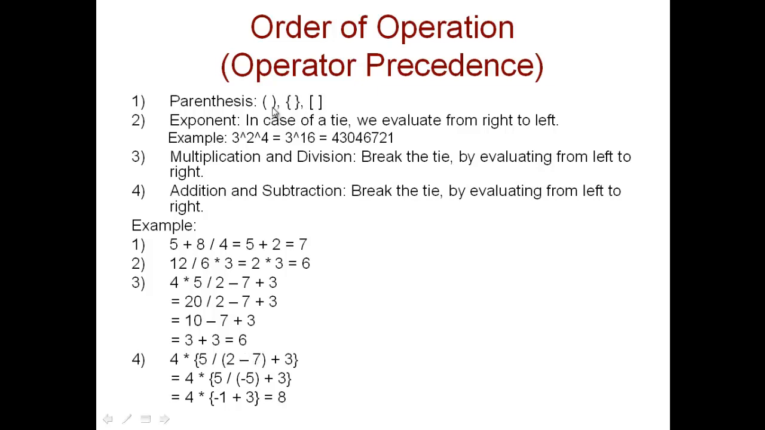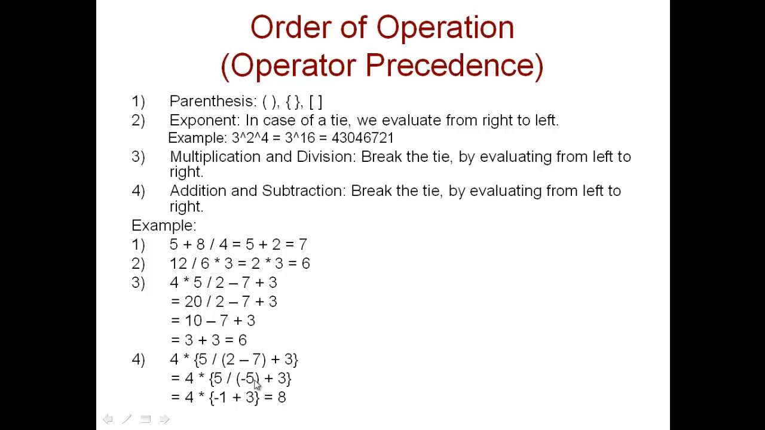So again, we start from the outer parenthesis and then keep going inside and evaluate the innermost parenthesis first. So we will first evaluate this 2 minus 7, which is negative 5. So now the expression inside the parenthesis becomes 5 slash 2 minus 5 plus 3. Now slash is the division, so we'll just take the quotient. 5 divided by negative 5 is negative 1.